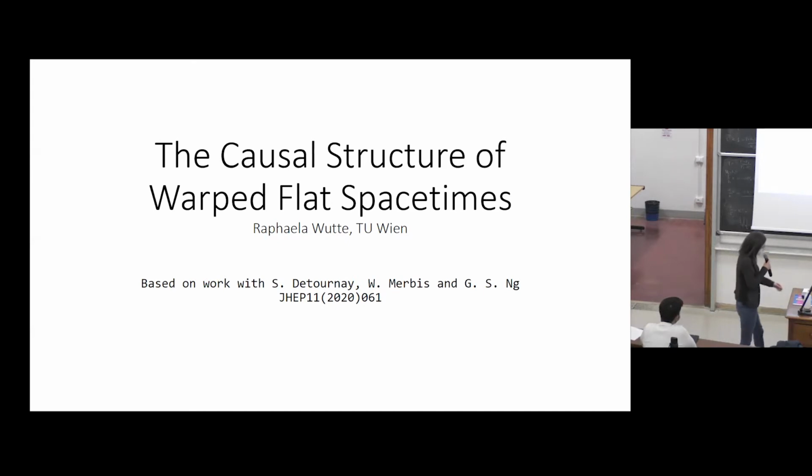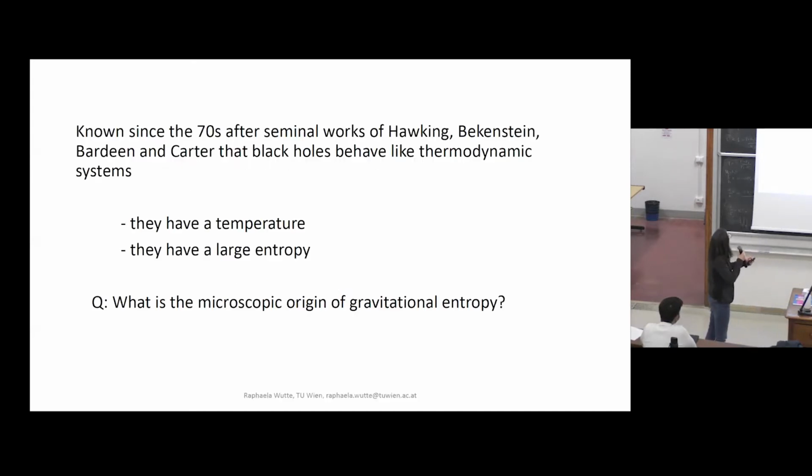Let's start with some motivation. It's known since the 70s, after some groundbreaking works of Hawking, Bekenstein, Bardeen, and Carter, that black holes behave like thermodynamic systems. They have a temperature and they have a very large entropy. And now a question that has been posed in literature and that has also come up already in prior talks is, what is the microscopic origin of this gravitational entropy?